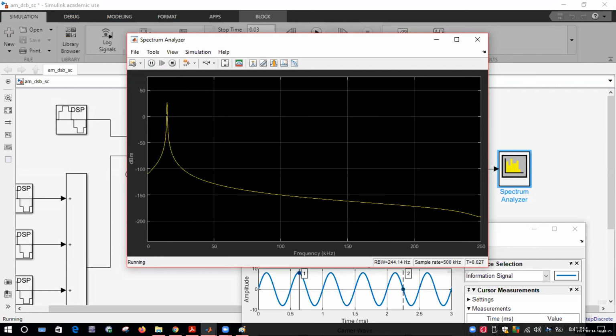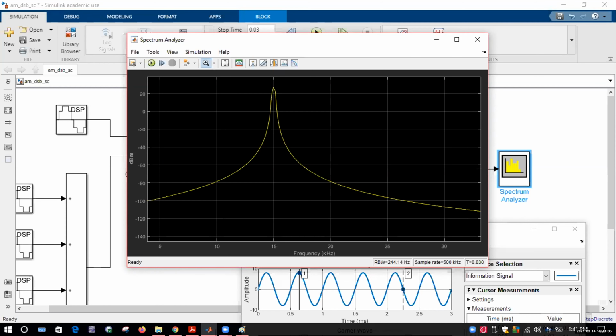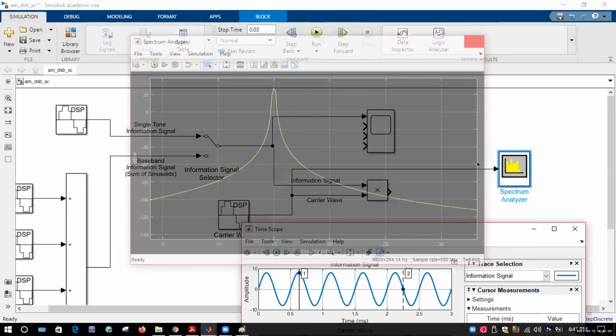How much is the carrier? Let me expand it. Where is the carrier? 15. You see? What do we see on the scope spectrum analyzer?